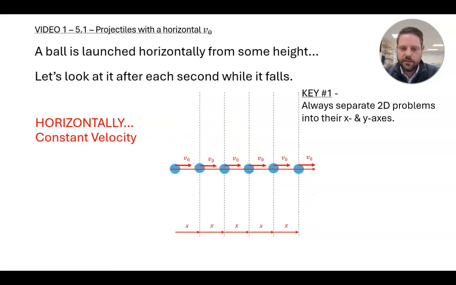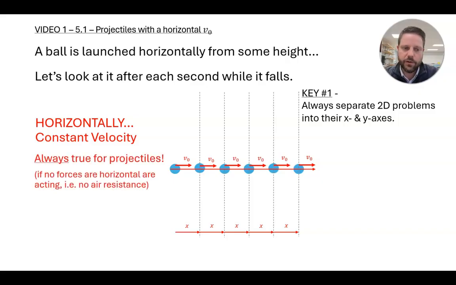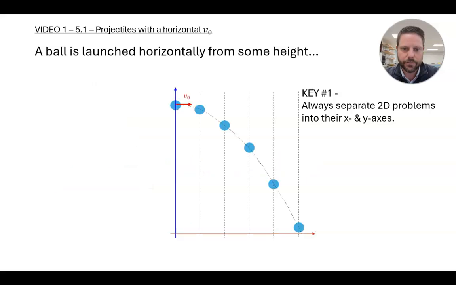Now if we just look at this as straight line motion, we're not even caring about whether it's going up or down. We're just looking at the fact that it's moving to the right horizontally at a constant speed. This is always true for any projectile, because if you look at the forces acting along the horizontal axis, there aren't any, and we're not including air resistance at our level ever. So any projectile that's flying through the air is always going to have a constant horizontal velocity the entire time it's in the air.